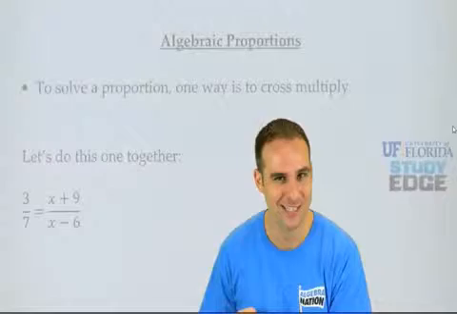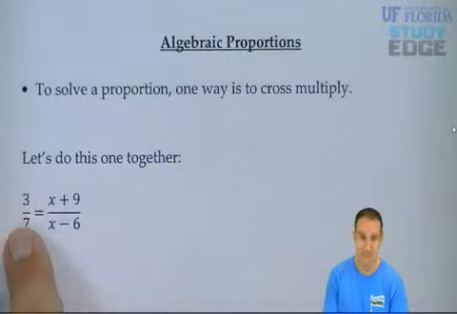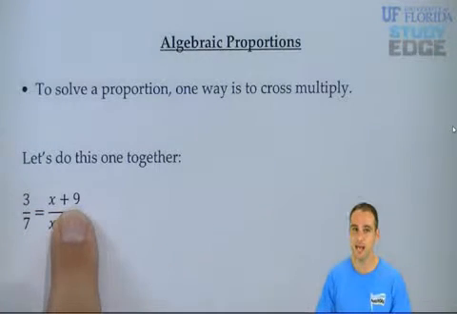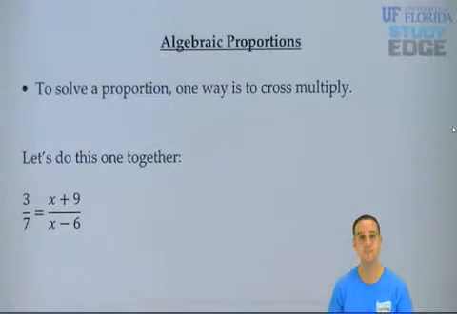In this video, we're going to be solving algebraic proportions. We're going to have a fraction equal to another fraction, and one way to solve is to cross multiply. So let's do one together, starting with 3 divided by 7 equals (x plus 9) divided by (x minus 6).